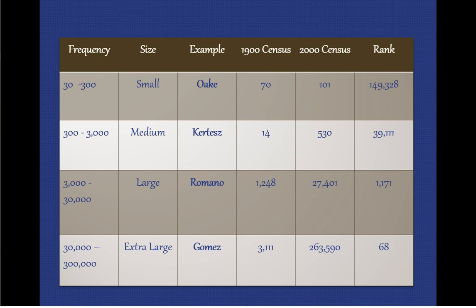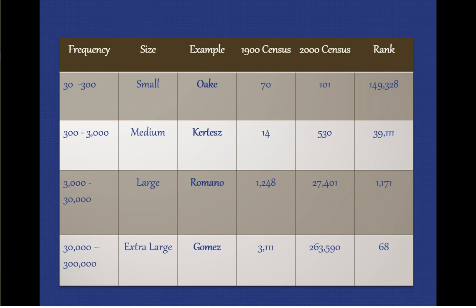Our second example is Cartese. That's a Hungarian surname meaning gardener. The surname Cartese is considered a medium one-name study, as the surname occurred 14 times in the 1900 census and 530 times in the 2000 census. The surname Cartese ranks as the 39,111th most common surname in the United States.